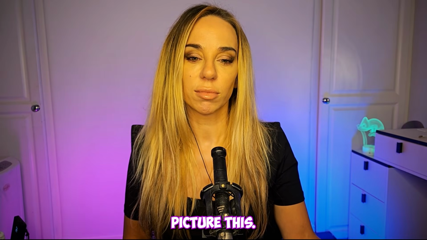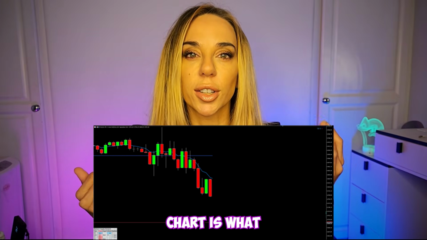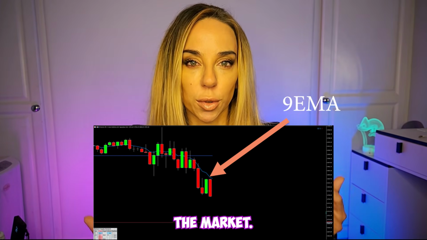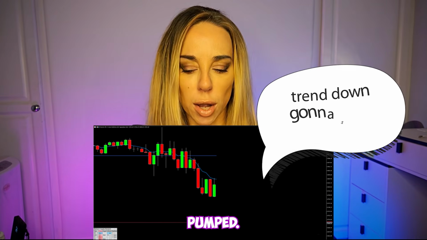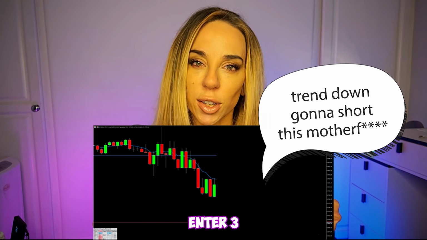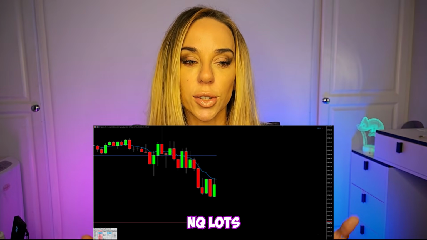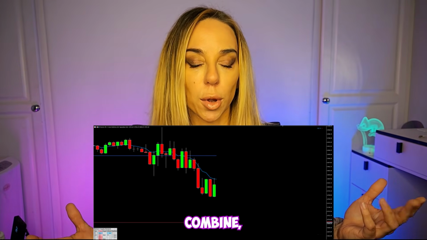Picture this. You just learned that the 9 EMA on a 5-minute chart is what some traders use to scalp the market. So you see the price creeping up to the level, you're pumped, you're ready to go. So you enter 3 NQ lots on a 150K TopStep Combine.